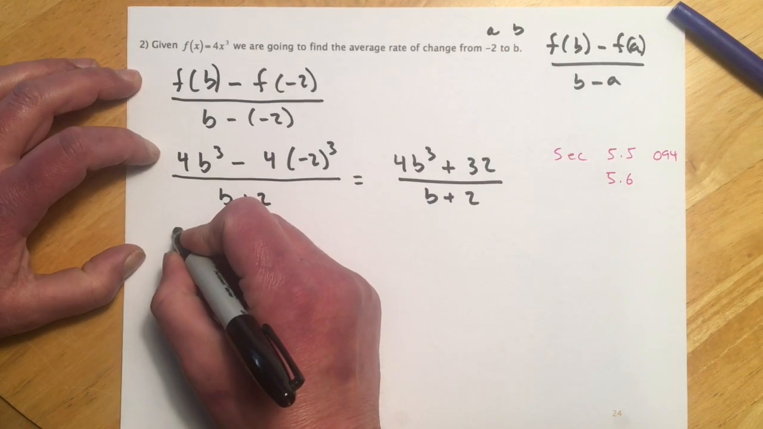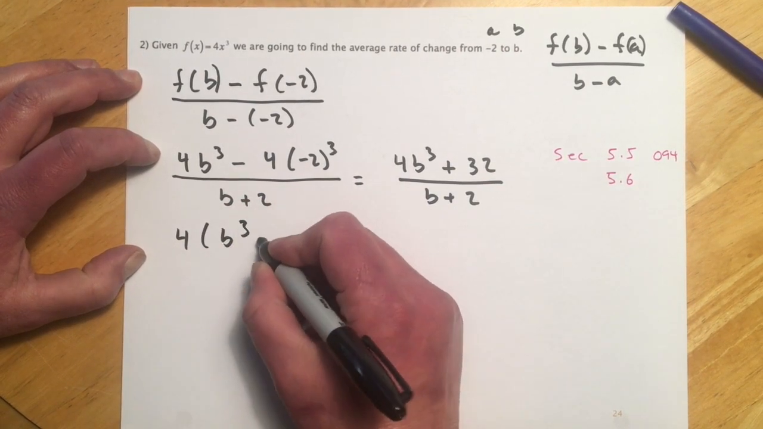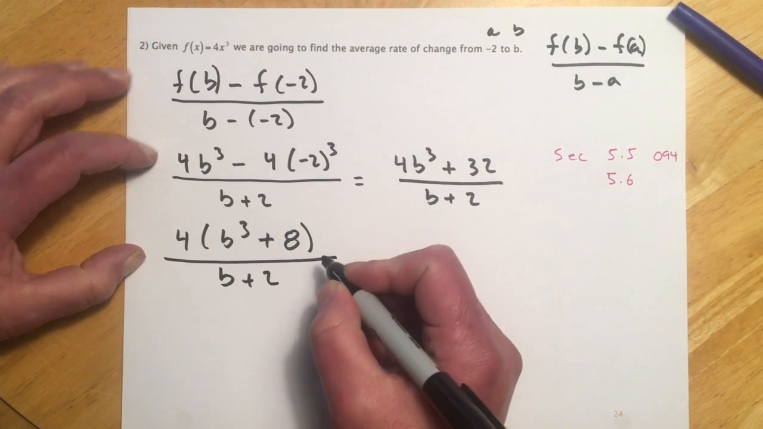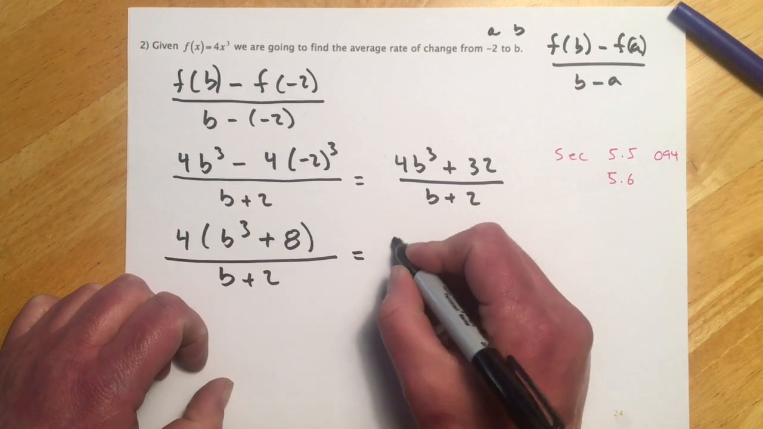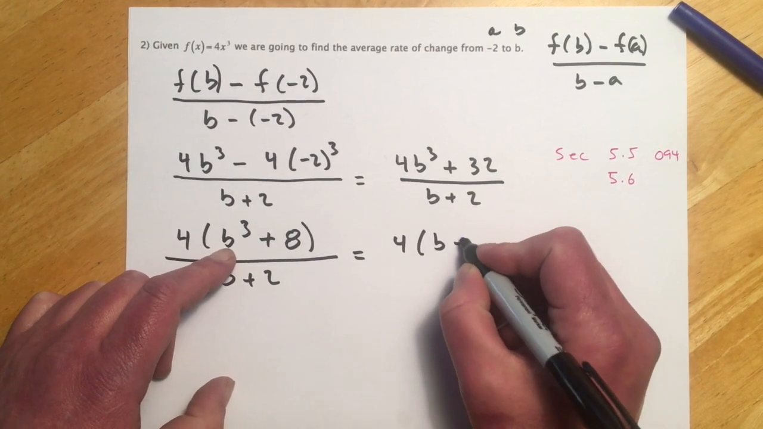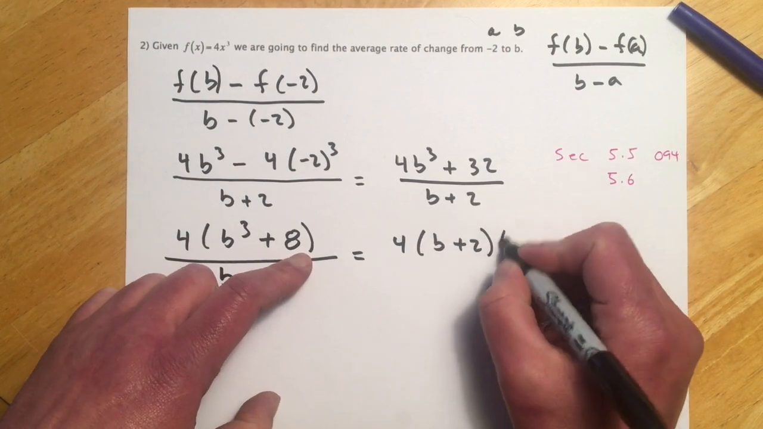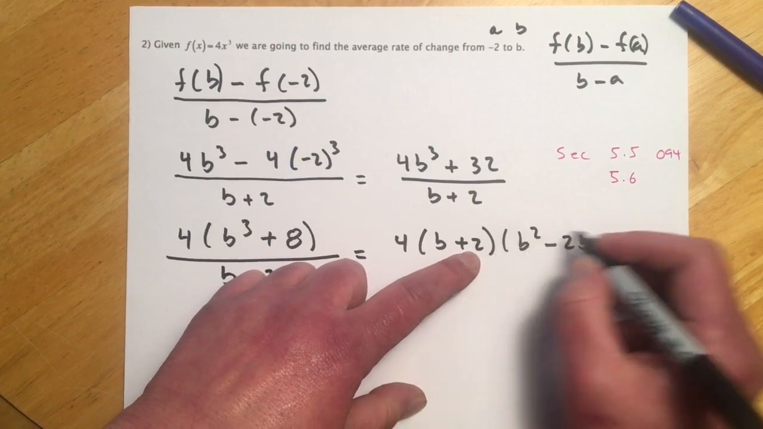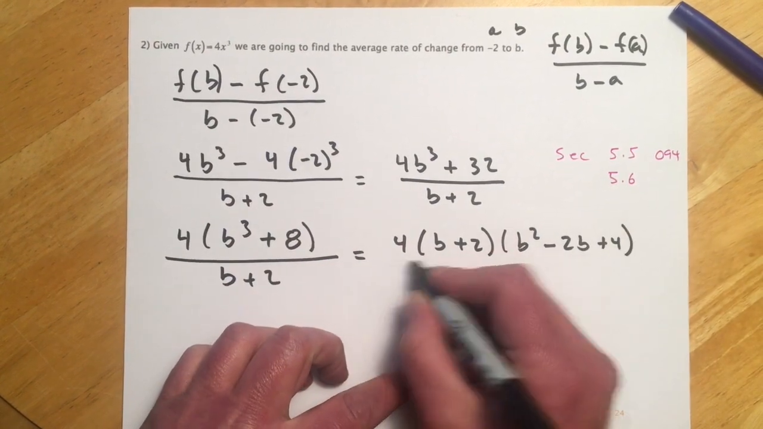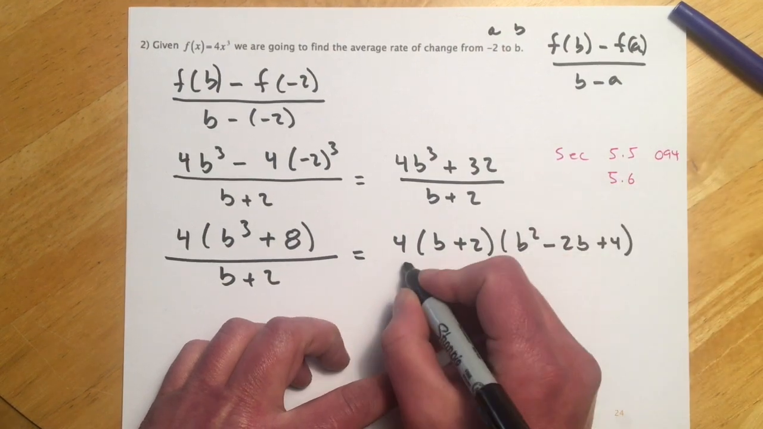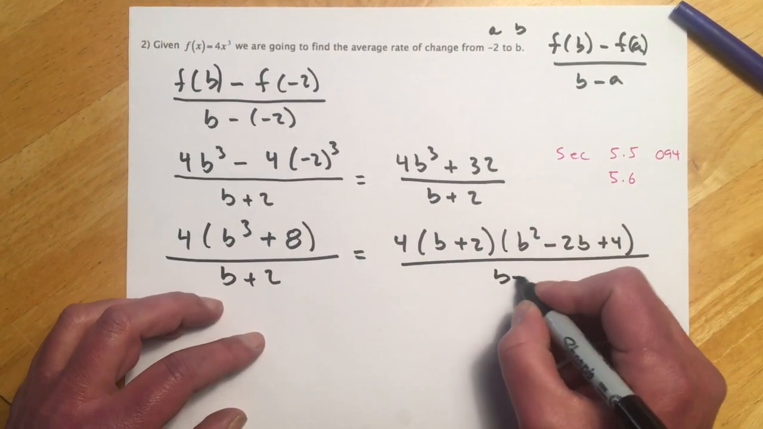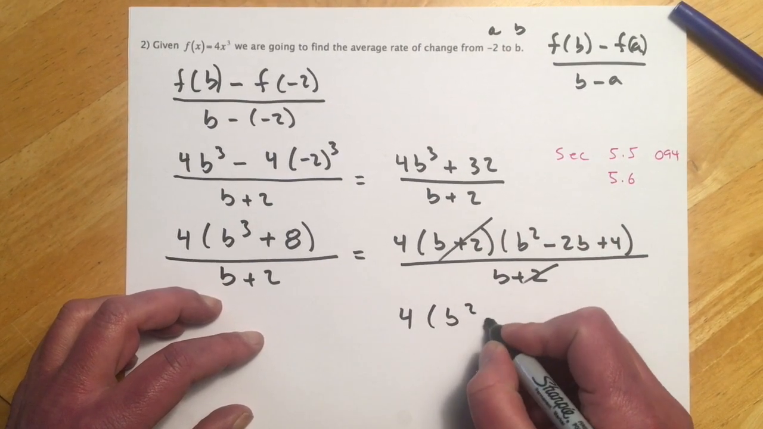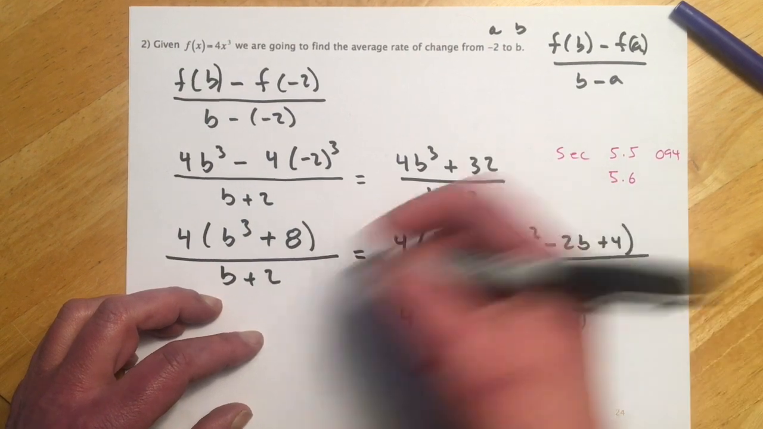So for right here, I can take out a 4, b cubed plus 8 over b plus 2, and then this is that cube formula, so it goes 4 and then breaks down to b plus 2 and then b squared. b times 2 would be minus 2b, 2 times 2 will be a 4. And if that was mysterious how I just did that, go back and check out 5.5. Over b plus 2, cancel those, and then what's left would be the average rate of change.